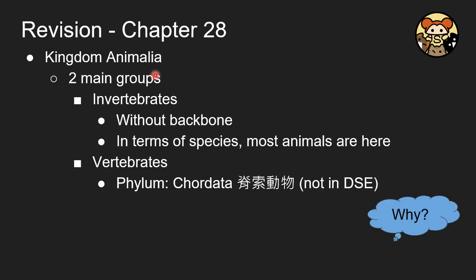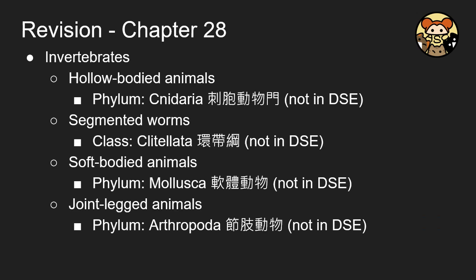And for the animals, there are mainly 2 groups. One is called the invertebrate, and another one is called the vertebrate, which includes humans, that is the cotyledon. And then the one without the backbone, the invertebrates, actually contributes most of the animals in this world because it contains insects.